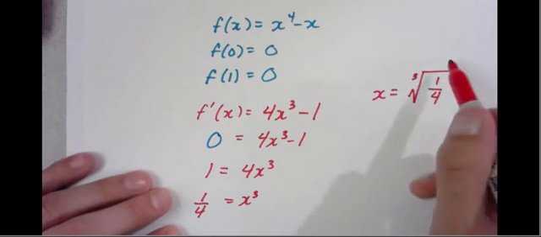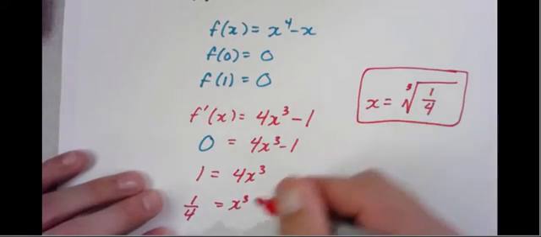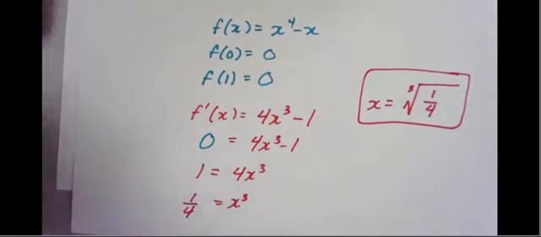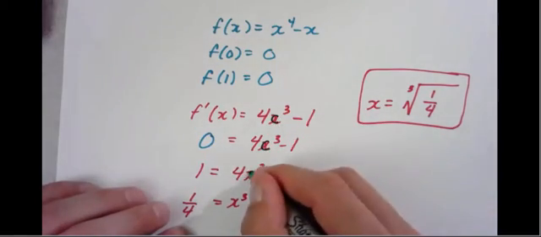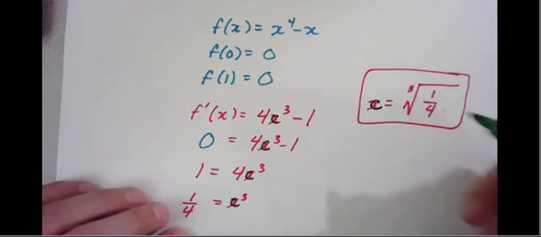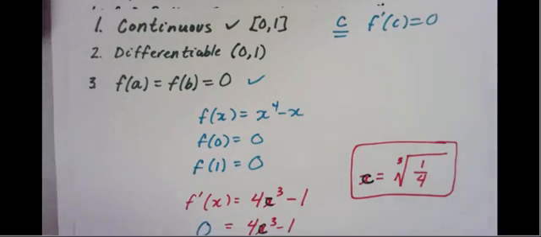Now you can simplify that a little bit, you could rationalize that, but there's the value of c. I shouldn't say x; if you want to be proper, you could say c, so we should have c there. Anyway, that's our example of how to use Rolle's theorem, which is part of the mean value theorem. If you have any questions or comments, let me know. We'll see you next time.